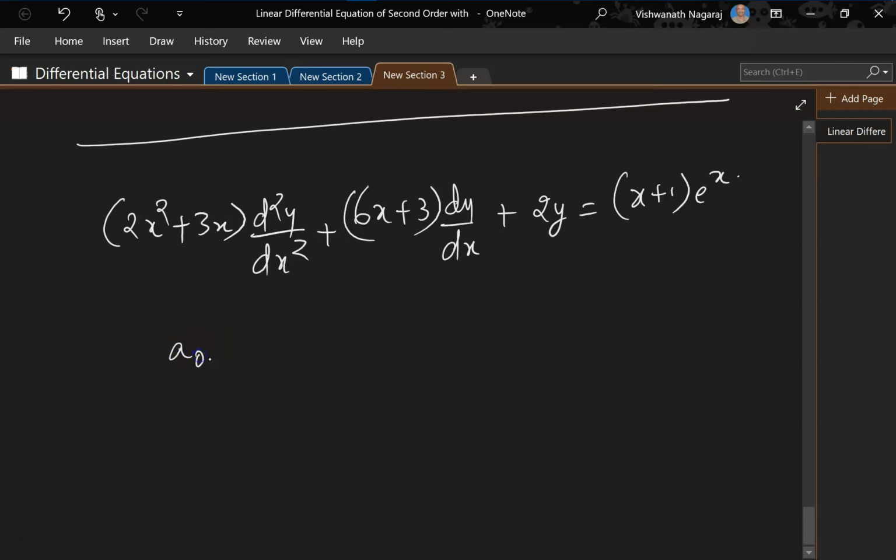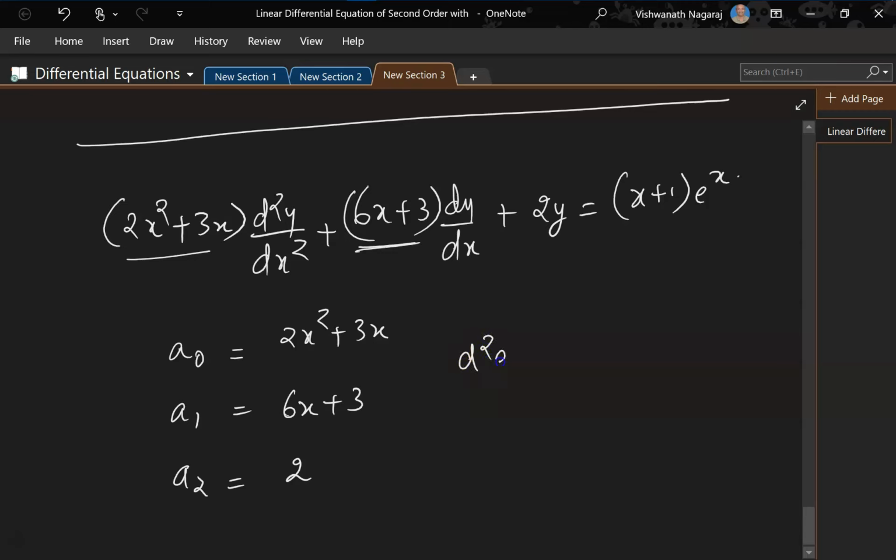So for that we require A0, A1 and A2. A0 is this, 2x square plus 3x. A1 is this, 6x plus 3. A2 is 2. Okay, and the condition is d2 A0 by dx square minus dA1 by dx plus A2 should be equal to 0.